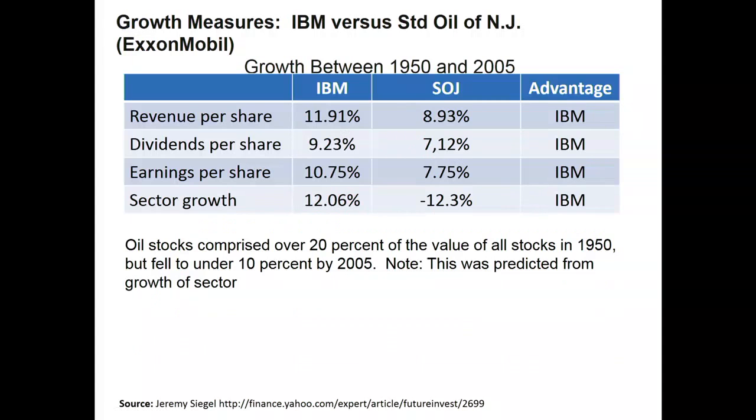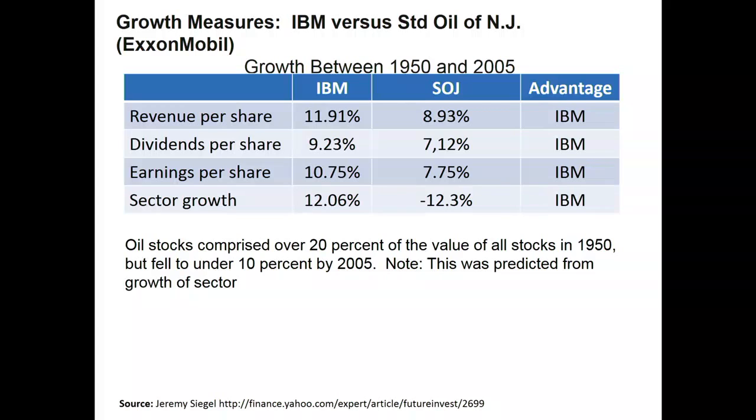The kind of thing that we're looking for are measures of growth. You're looking at performance metrics, and let me take you back about 70 years, to 1950, where you're comparing IBM. IBM was then the tech stock of its time. Think of Tesla or Uber. And you have Standard Oil of New Jersey, which is the old technology stock, or the old industrial stock.